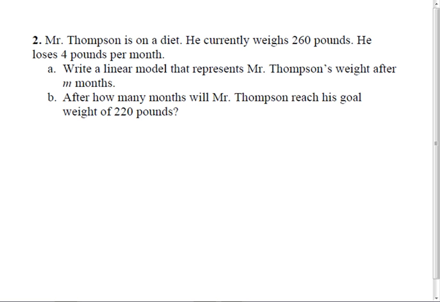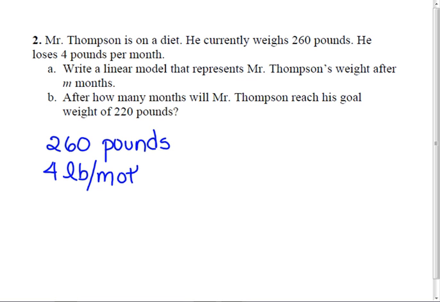So I'm going to let you guys try these. Mr. Thompson is on a diet. He currently weighs 260 pounds. He loses 4 pounds per month. See if you can write an equation. Because I'd like to know, if it were me, when I get down to a certain weight. If I could lose 4 pounds per month, I'd be really quite happy. So give it a try. You're going to have one of these on your quiz or test, whatever you want to call it. You will have one.